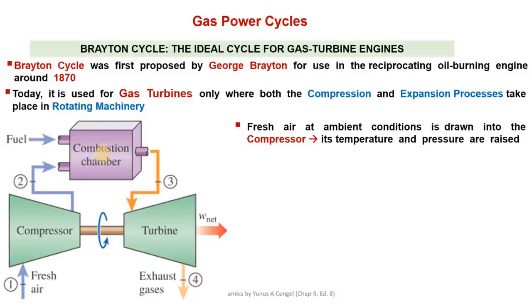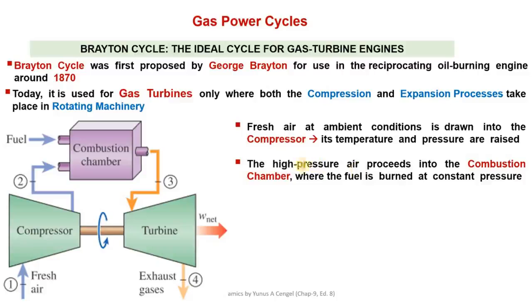After this chemical reaction, the temperature of these gases further increases, but during this heat transfer process or the combustion process, only temperature rises, pressure remains constant. Ideally we assume that the pressure does not change. Here mainly the temperature rises to a very high value. So here it is written, the high pressure air proceeds into the combustion chamber where the fuel is burnt at constant pressure.